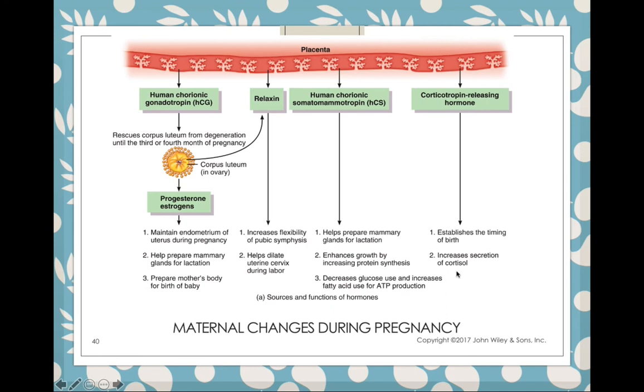Cortisol is the stress hormone, and labor is a very stressful process, so we want our cortisol levels to be a little higher. But corticotropin-releasing hormone also establishes the timing of birth. This acts as a clock that tells the body when it's time to go into labor.